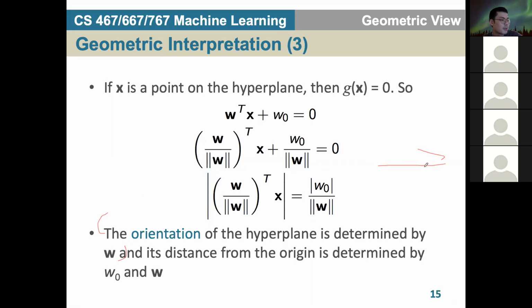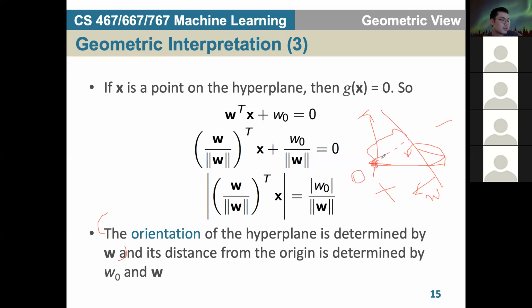If you have a hyperplane, it's not always that this side is positive and this side is negative. Sometimes it is the other way around. In this case, your W is along this direction. So in any case, the orientation of the hyperplane is determined by W. It's like a 180 degree flip from here all the way to here. That's it. But another concept is the distance from this hyperplane to the origin.